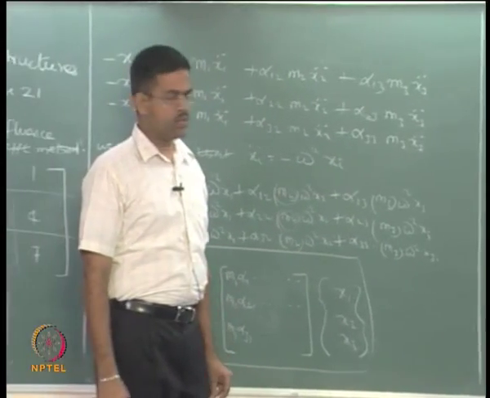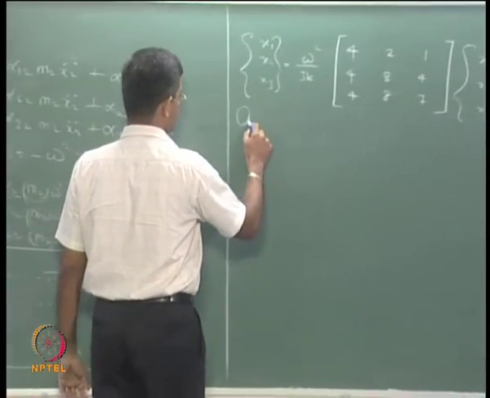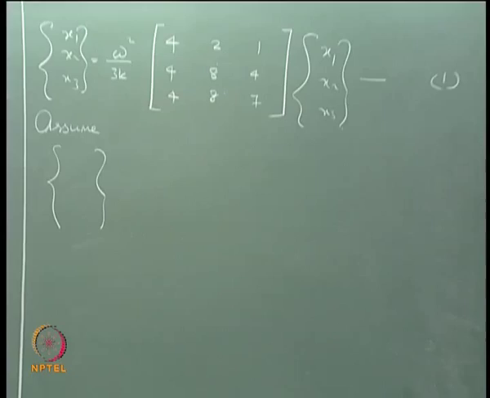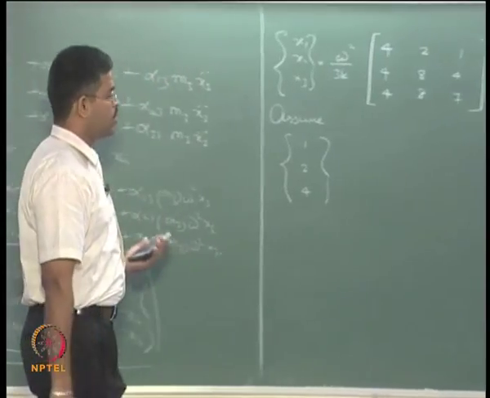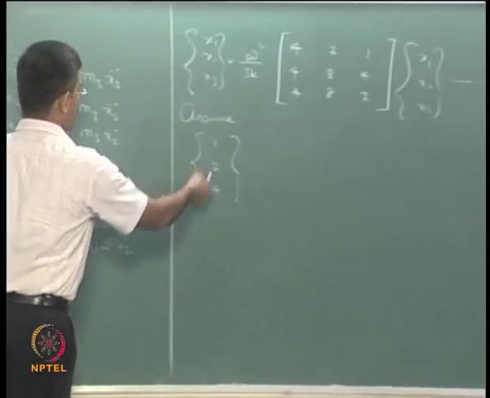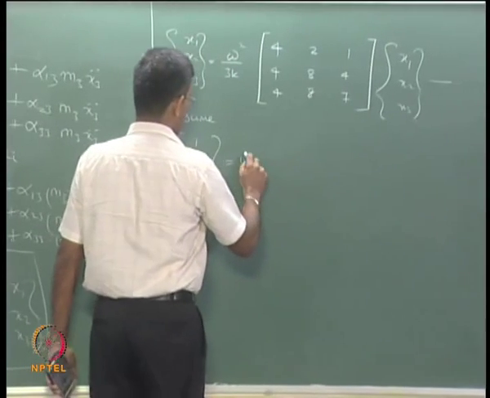We already know that for the first mode shape there will be no zero crossing, all will be positive. So I assume 1, 2, 4. You can even start with 1 1 1, or 1 2 3, any number, but since we are looking for the first mode, all of them should be positive, with no zero crossing. So I do this and see what happens.